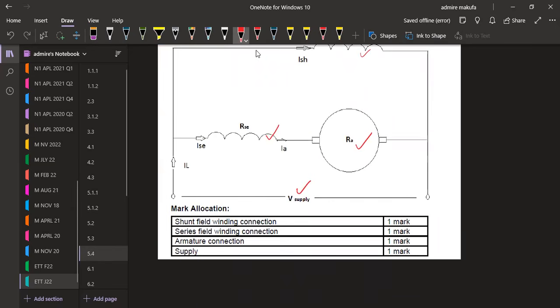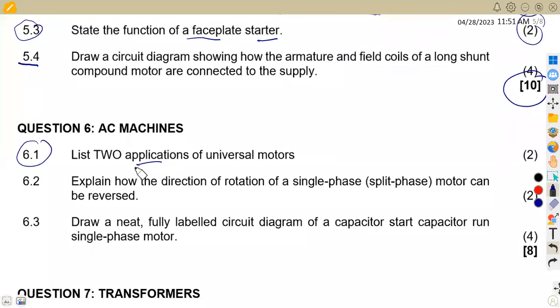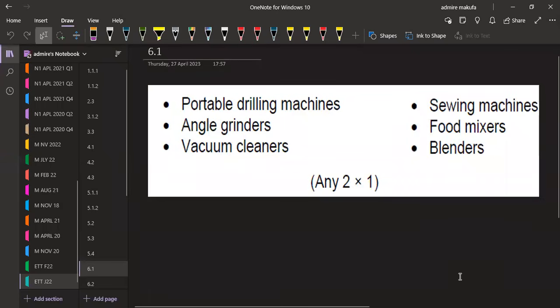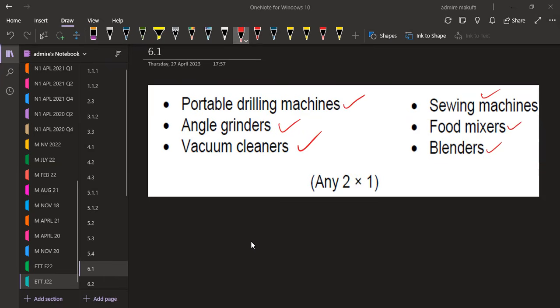All right. So now we can move back to our question 6.1, where we are asked to list two applications of universal motors. I'm just going to show you what we have in this case. We have got 4, so you can pick any 2 of your choice. We've got portable drilling machines, angle grinders, vacuum cleaners, sewing machines, food mixers, and blenders. So these are the applications that we can give for universal motors in this case.